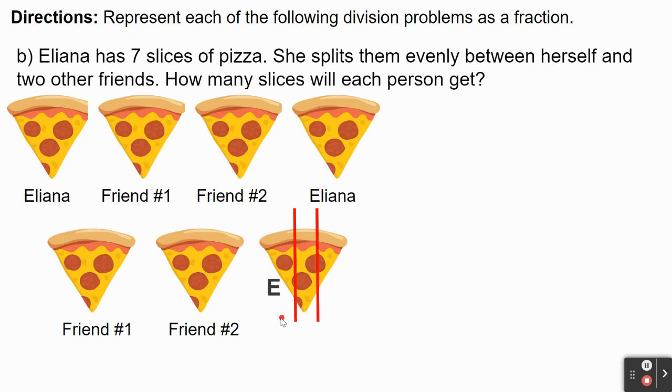This first part on the left can go to Eliana, the middle part can go to friend number 1, and the last part can go to friend number 2. So let's represent this with a division sentence. We have 7 divided by 3 because there are 7 slices of pizza split between 3 people.